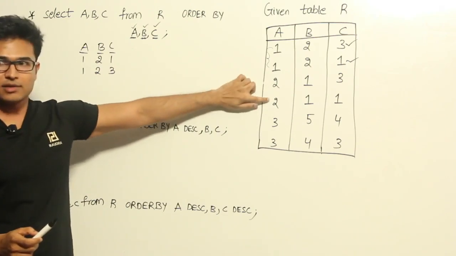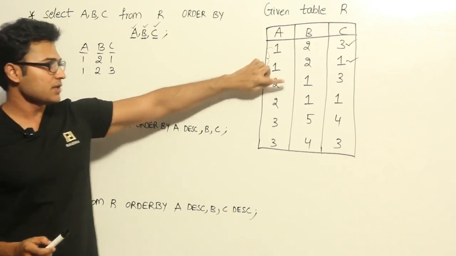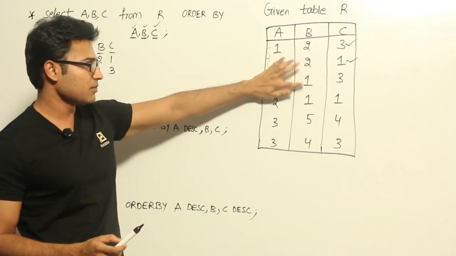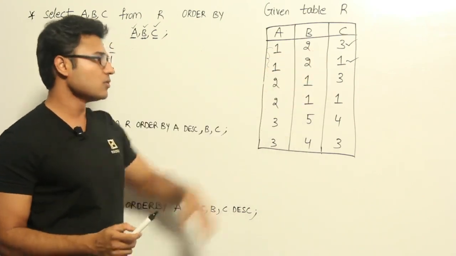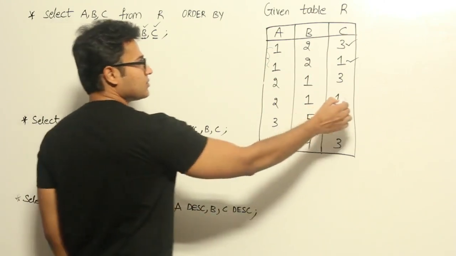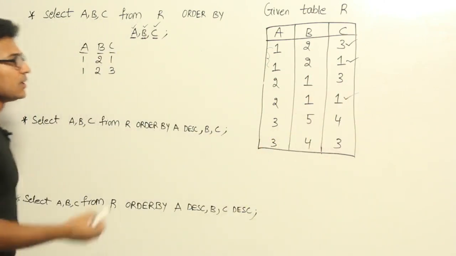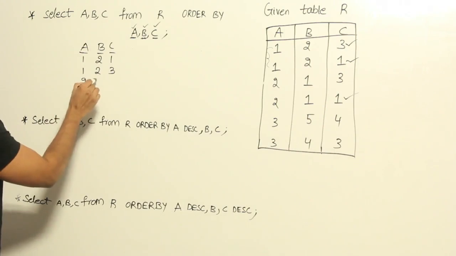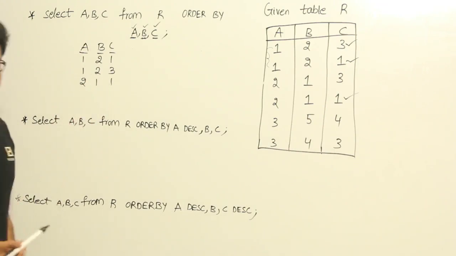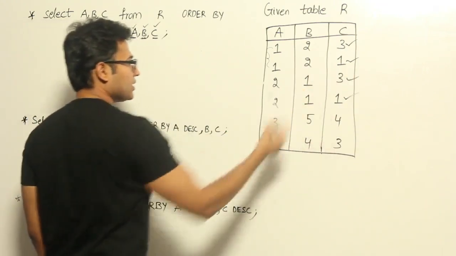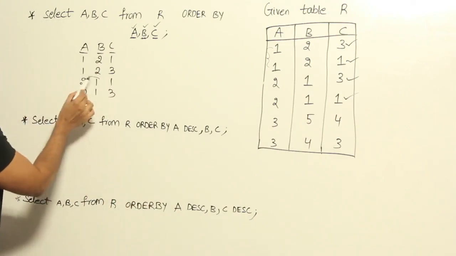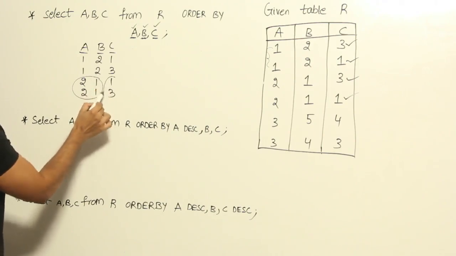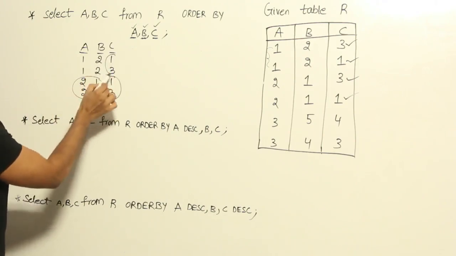Therefore 2 is right, but these two values are the same, that is why you have to go with the values of B. Again the values of B are also the same, therefore you have to go with the values of C. Now which one should you go for? The least value for C, which means this one will be the next one to be displayed. Therefore 2, 1, 1 will be displayed next, and after that 2, 1, 3 will be displayed. Why? These two are the same, therefore we are going according to the values of C. Here also we are going according to the values of C.